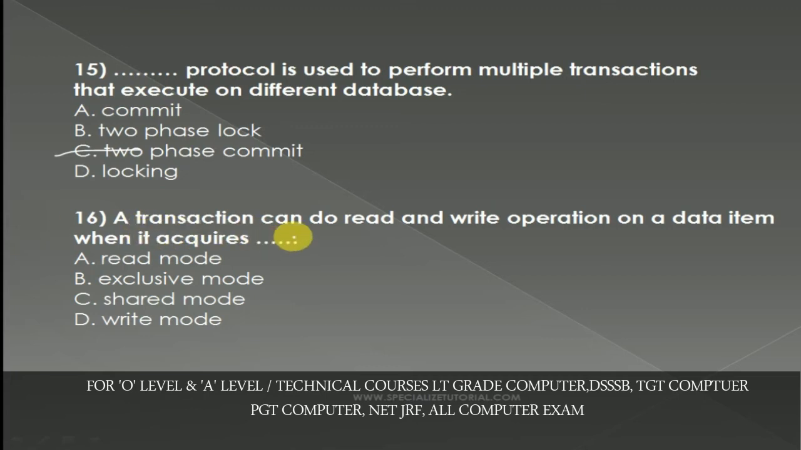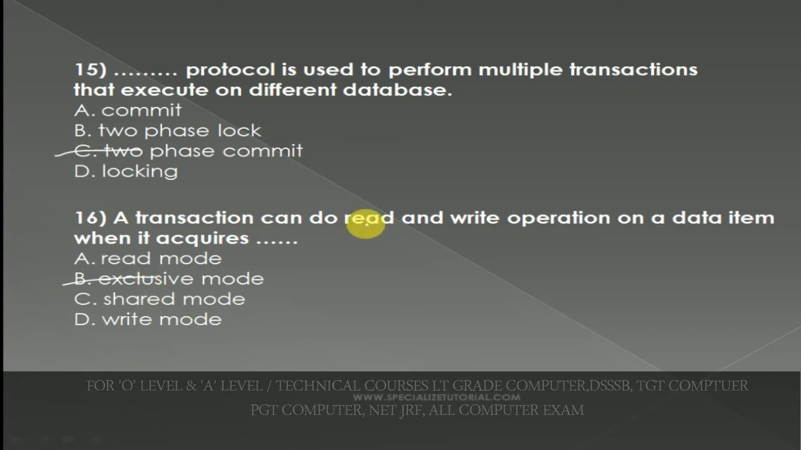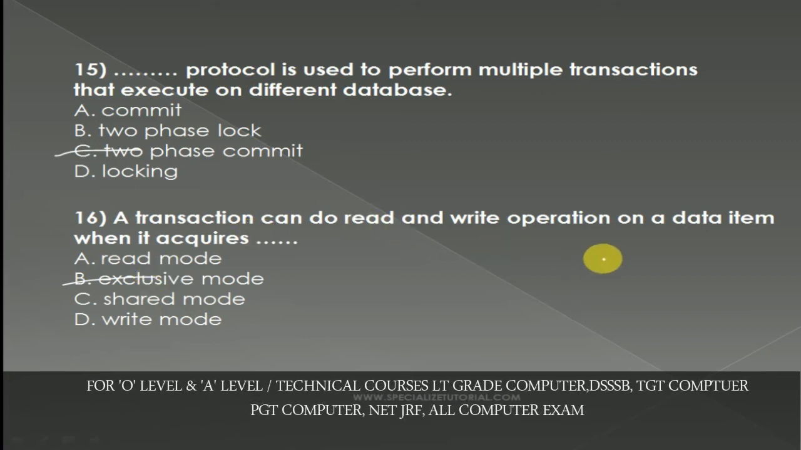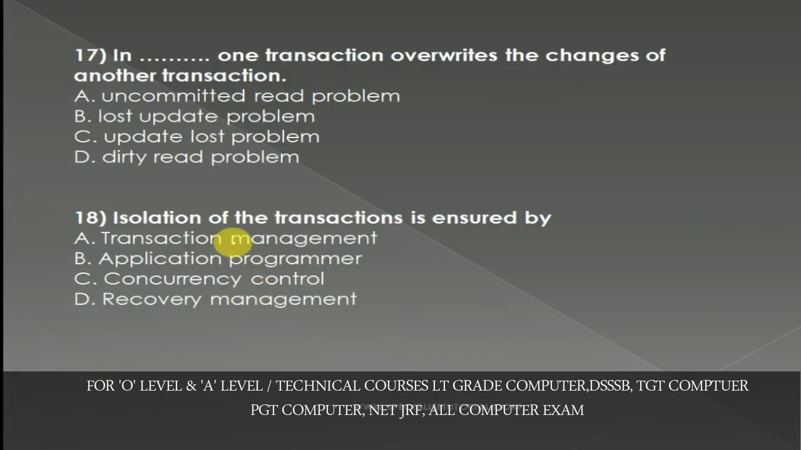A transaction can do read and write operations on the data item when it acquires dash: read mode, exclusive mode, share mode, or write mode. So B, exclusive mode. A transaction can do read and write operations on the data item when it acquires exclusive mode. Okay, take the next question, question number 17.